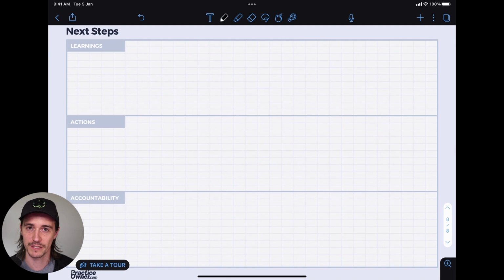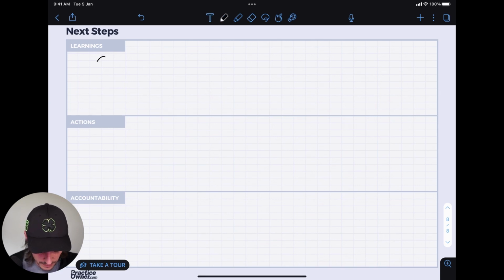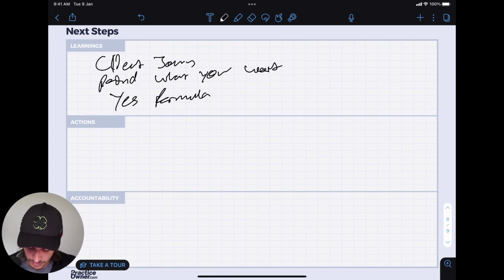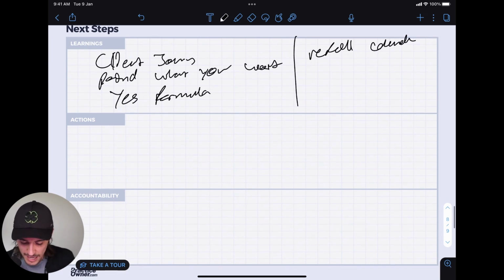Okay. Outside of that, I want you to think about what your next steps are. Now that we've gone through this practice scoreboard, what are your next steps? Maybe you're going to, some learnings you've got to go through. You've got to go through the client journey planner. Client journey, right? Maybe you've got to go through the Paid What You're Worth. Excuse my handwriting. Paid What You're Worth. Or the Yes Formula. Maybe you need to go through your Refill Your Calendar. Right? Maybe you need to ask us some questions.